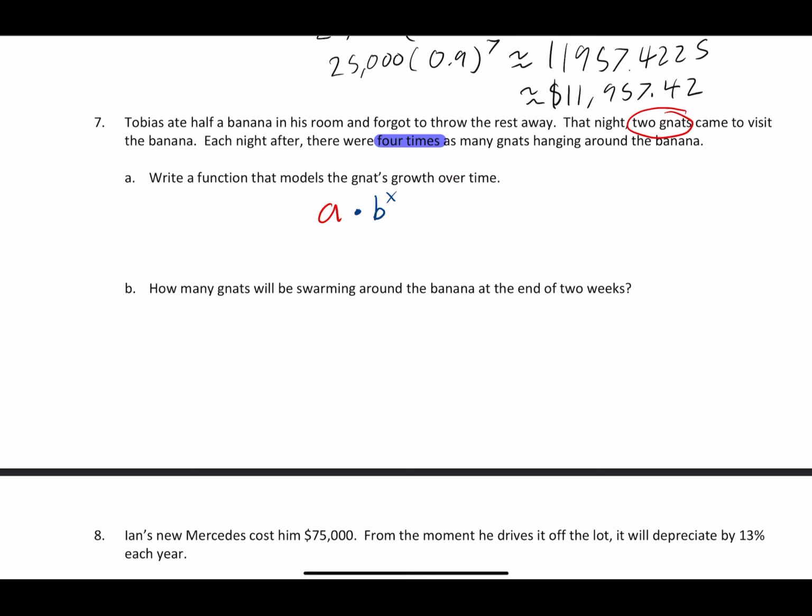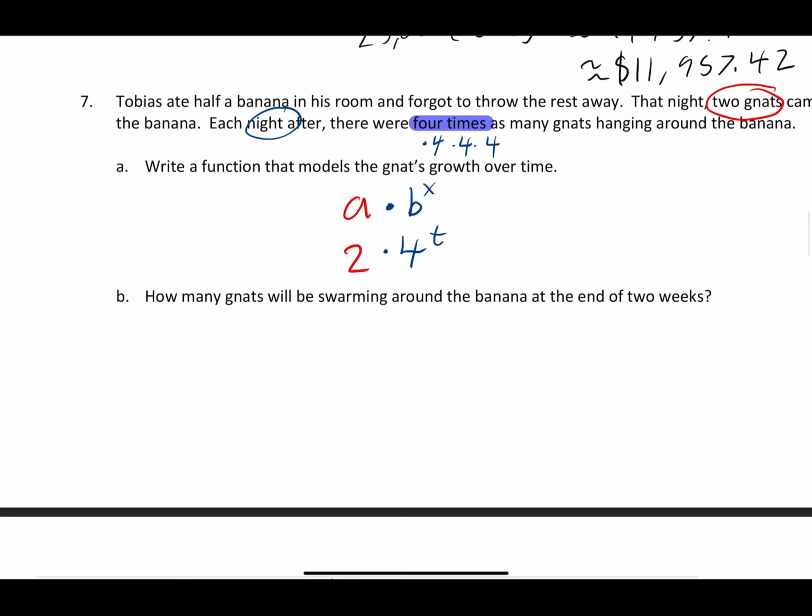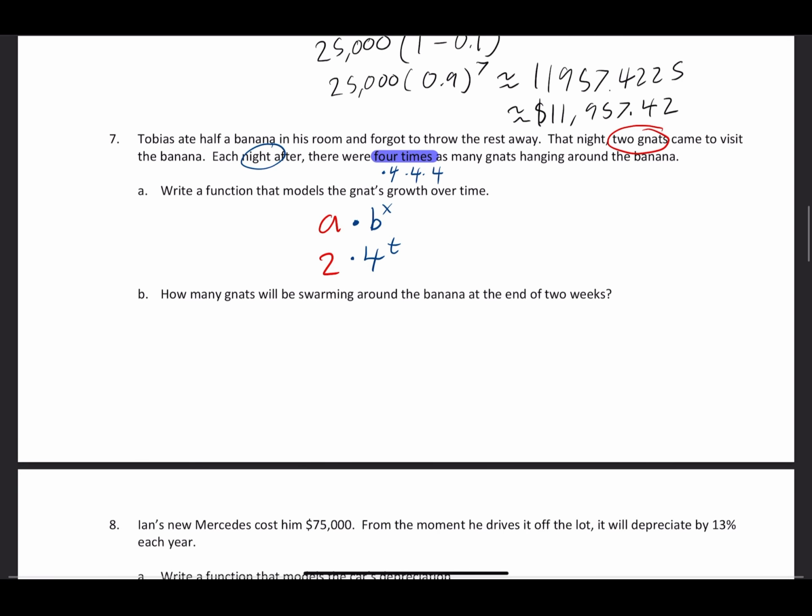4 times is representative of times 4, times 4, times 4, over and over again for every night. So we have an initial value, 2 gnats. Every night we have 4 times as many, and it happens every night. So let's replace x with t for time, every night. And since it's a function of time, let's say gnats per day. So we can make this a function gnats. Let's use the letter capital G for gnats. G of t, where t is the amount of time in nights that pass.